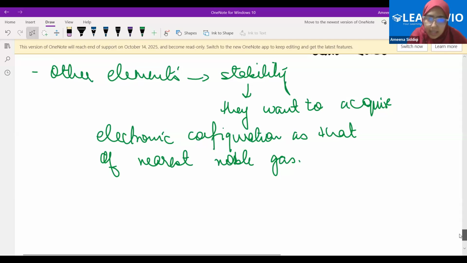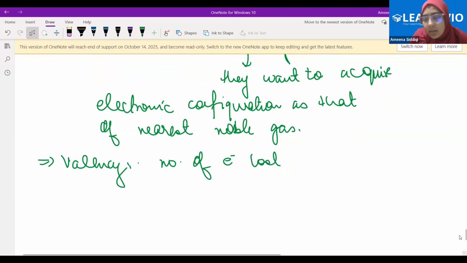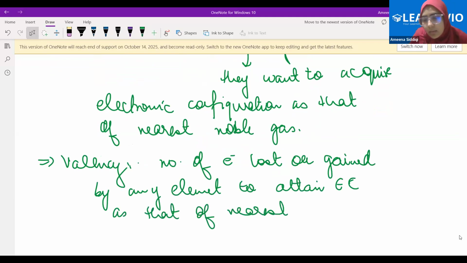And for that, we get this: valency is the number of electrons lost or gained by any element to attain the electronic configuration of the nearest noble gas. That's it.